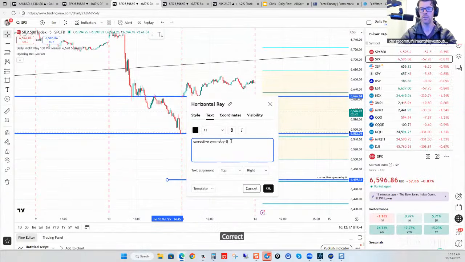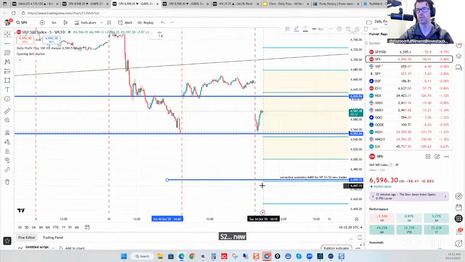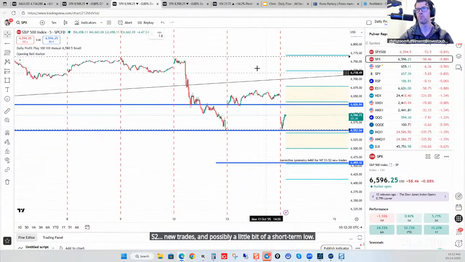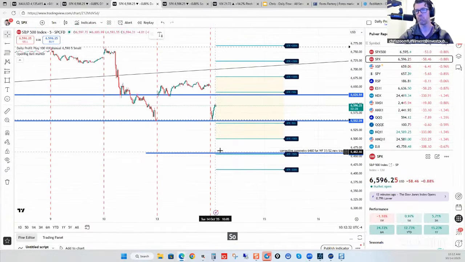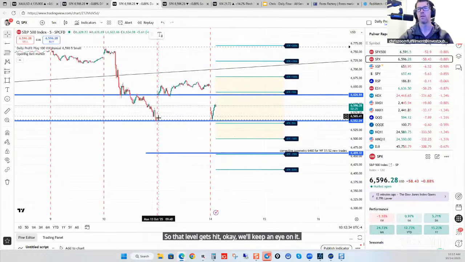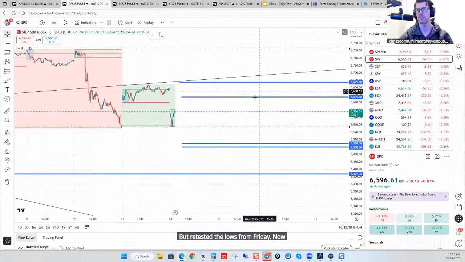Corrective symmetry 64.60 for waterfall S1, S2, new trades, and possibly a little bit of a short-term low. So if that level gets hit, okay, we'll keep an eye on it. But we retest the lows from Friday. Now we see how price wants to continue to behave today.